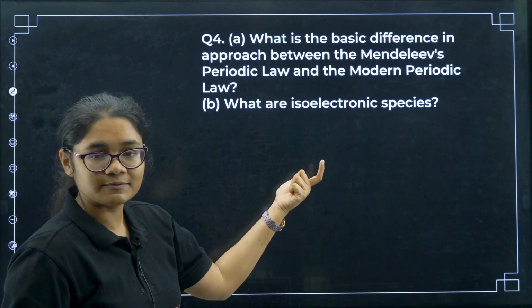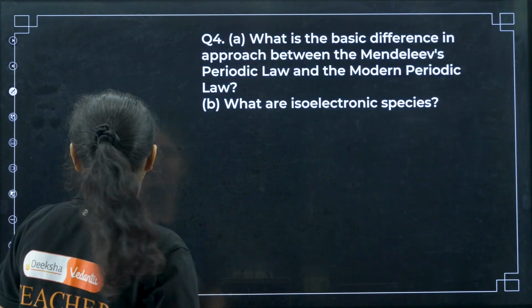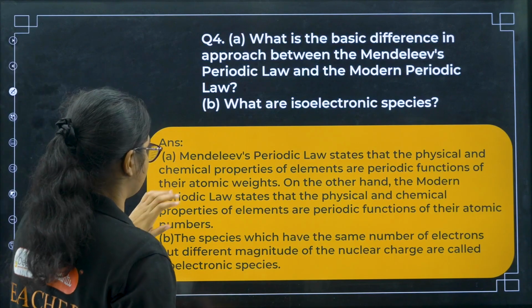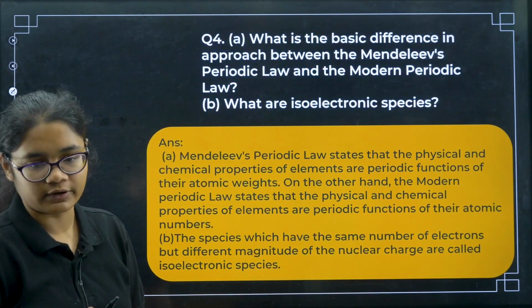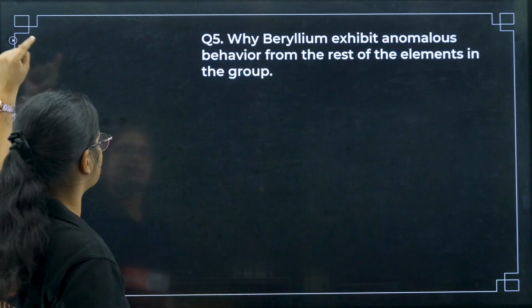What are isoelectronic species? Species with the same number of electrons. Very simple question. You can read here. The species which have the same number of electrons are called isoelectronic species. Very easy and direct question.